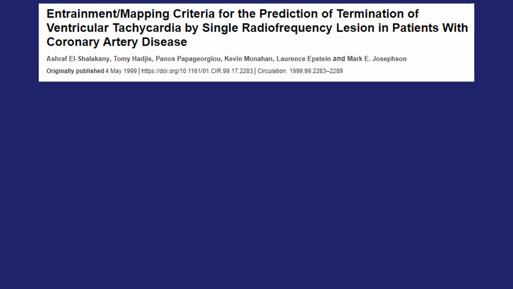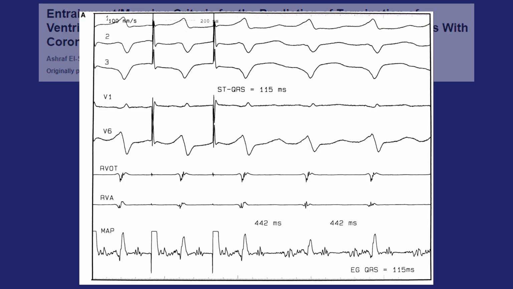I love this example that Mark Josephson showed in this paper in 1999, where he was looking to figure out how you can use a single radiofrequency ablation lesion to terminate ventricular tachycardia. And he used entrainment maneuvers to find that perfect spot. Here is one of the showcase examples from that paper, and I find it really interesting because it uses all the principles that we've just discussed in terms of figuring out how to measure the post-pacing interval.